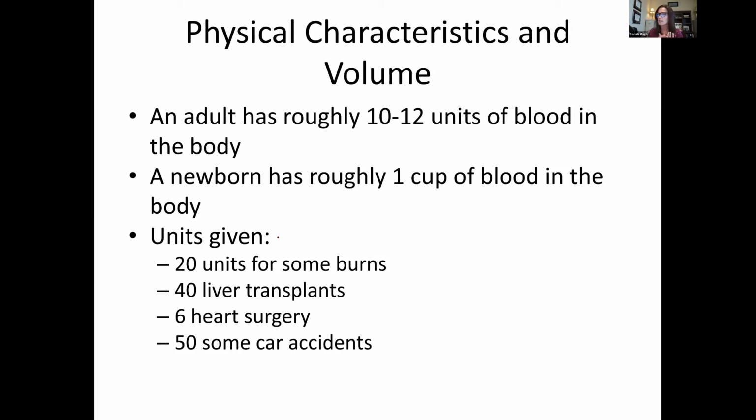Heart surgeries, depending on the type of surgery, can take 6 or more units of blood. And then in traumatic accidents, patients can be given 50 or more units of blood.